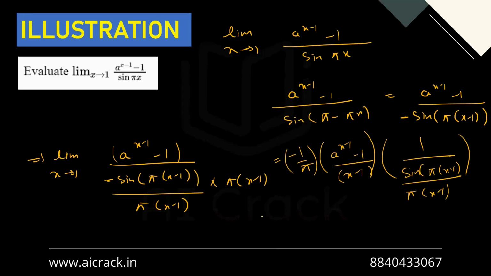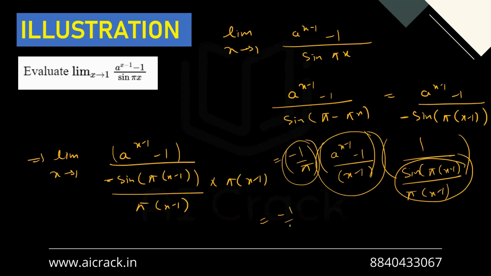Okay. Now we know that this is a standard limit, this is a standard limit, and this is a constant. Okay. So this becomes minus 1 by pi multiplied by, this is basically ln a, multiplied by, this is basically 1. Okay. So the answer would be minus ln a upon pi.